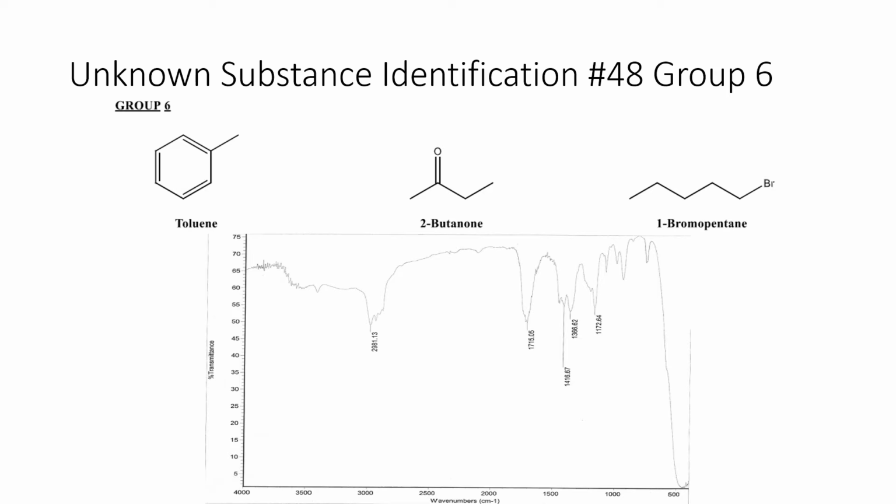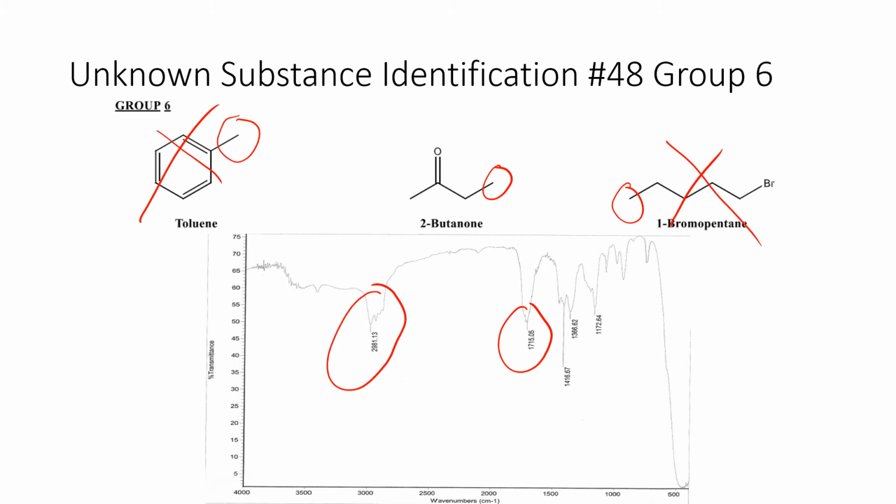These are the possible molecules of group 6. According to the peak here, there must be a carbon to hydrogen bond, sp3 hybridized. All three of the molecules exhibit that type of bond. According to the peak here, there must be a C=O double bond. This eliminates this molecule and this molecule because they do not exhibit this bond. That means that t-butanone must be our unknown substance.